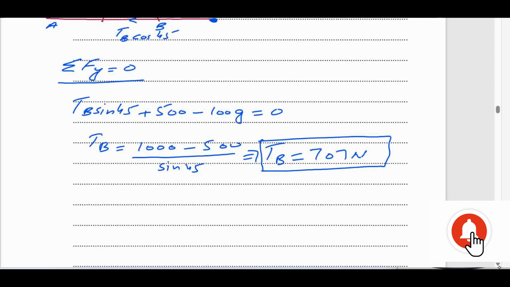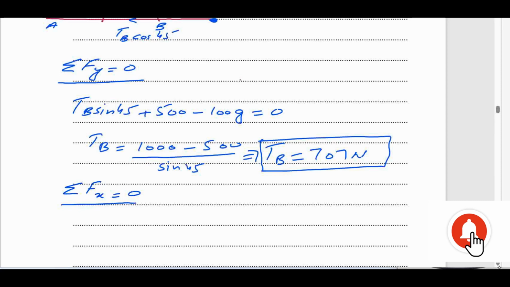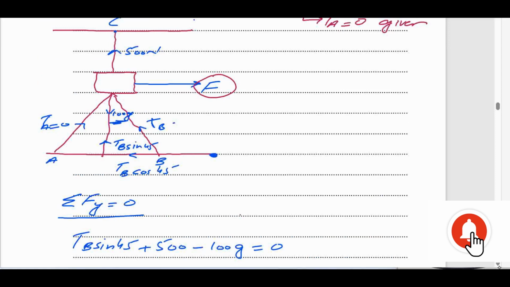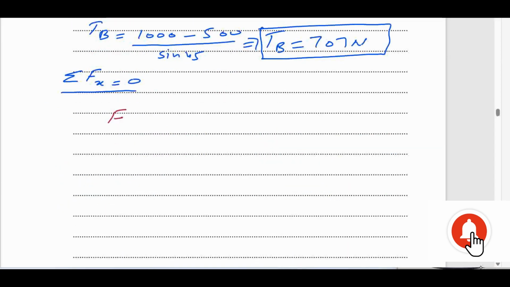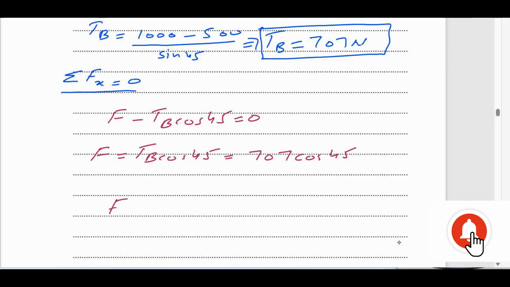Now let's see the horizontal components. Summation of Fx will be equal to zero because the block is in equilibrium. So F is acting towards the right side and TB cos 45 is acting towards the left side. Which means that F minus TB cos of 45 will be equal to zero. So F will be equal to TB cos of 45, which means 707 cos of 45. So 707 multiplied by cos of 45 will be equal to 500 newtons. So the magnitude of the force F will be equal to 500 newtons.